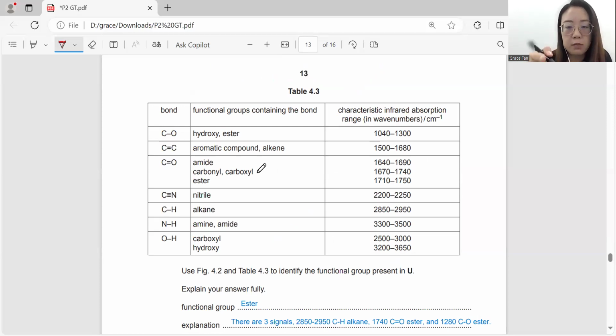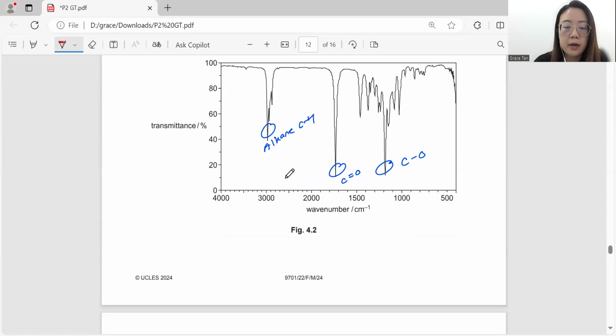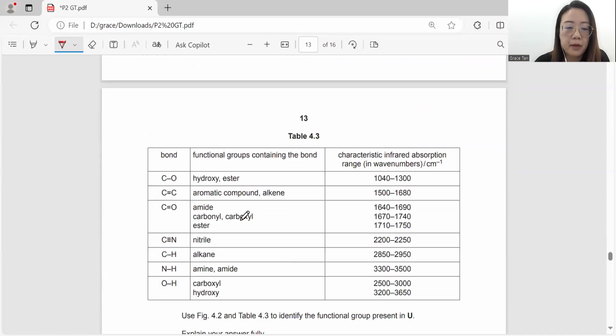They have the 2022-2024 data booklet in your syllabus, but in the exam they won't give it to you. They'll give it in a question paper like this. But if you want to look at it side by side, you can open another tab to look at this table. So to answer the question, based on these three signals here, I know it's an ester.